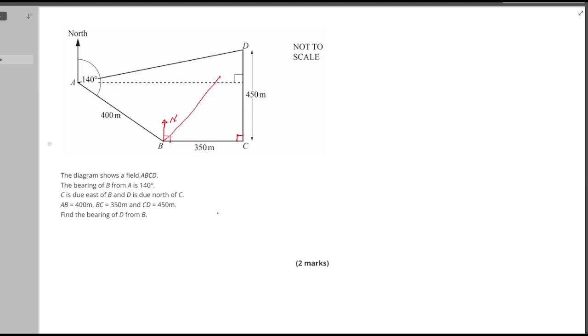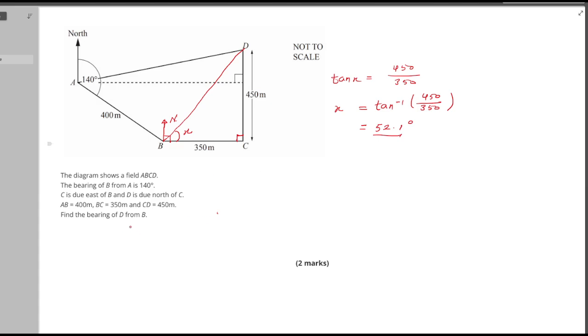So I will simply join this BD, and here I find out what is this angle X. So using trigonometry, I can say that my tan X will be 450 divided by 350. So this gives me angle X. So X will be tan inverse of 450 divided by 350. So keep your mode in degree and then tan inverse 450 divided by 350. So you get your angle as 52.1 degree. Okay, up to one decimal place.